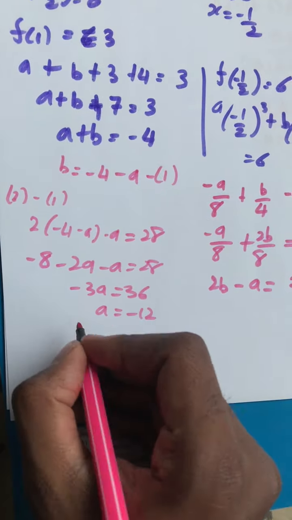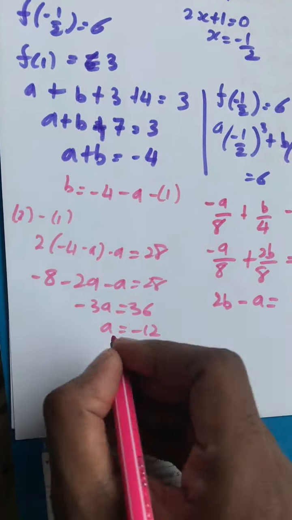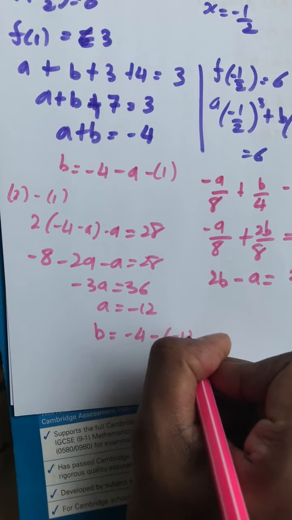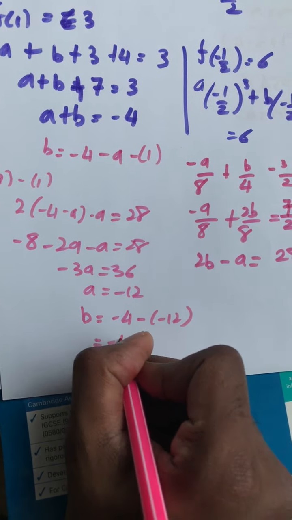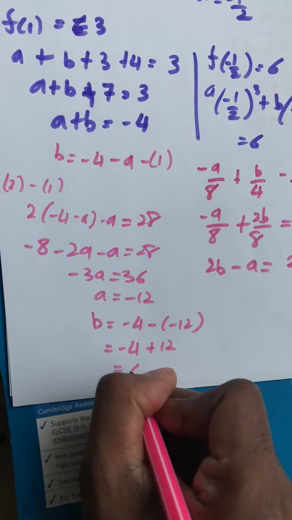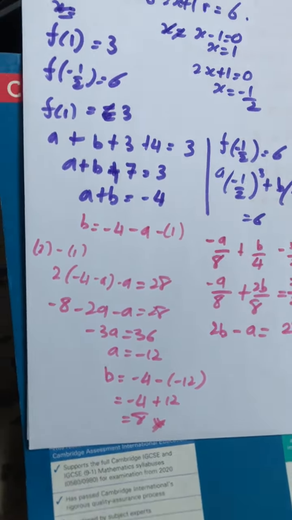So when you got your a, you can find your b because we already made b the subject. So b equals negative 4 minus negative 12, which gives negative 4 plus 12, so 8. So you got your answers for a and b.